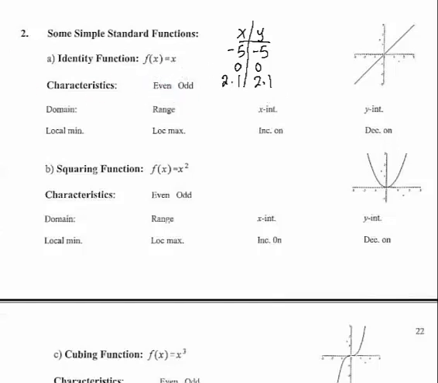So is it even or odd? One way to tell is to look at the exponents of the variables. If they're all odd, then it is an odd function, and we only have one variable here and the exponent's 1, so it's odd.